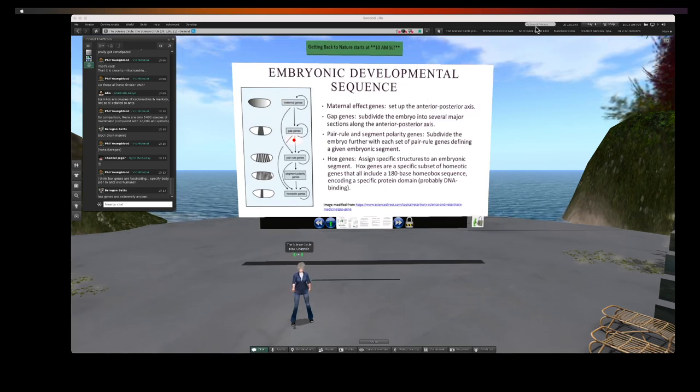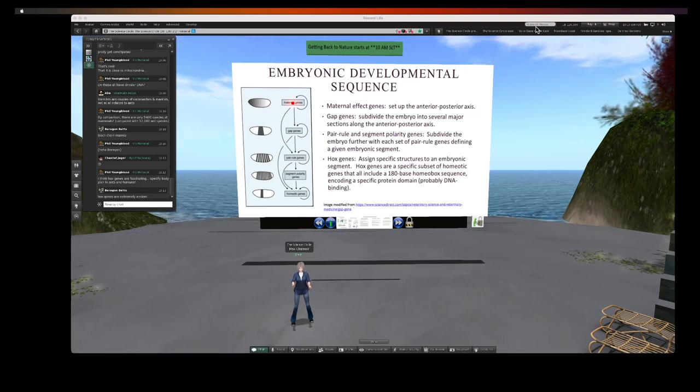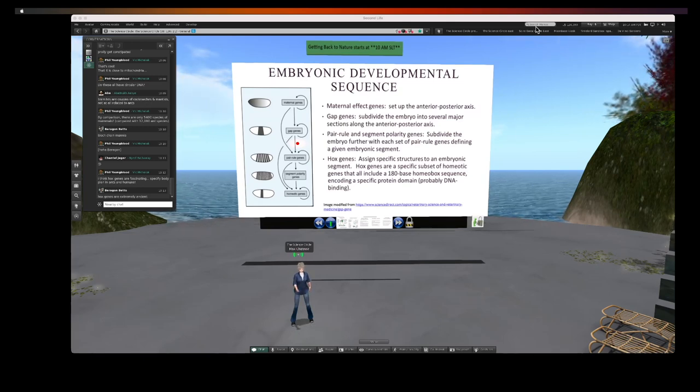Let me go back just one minute. These are actually maternal genes whose proteins are put into the egg. Okay. The gap genes and the pair-rule genes are genes that are active within the embryo itself. And they sequentially subdivide the embryo into smaller and smaller segments. So the gap genes divide it up into big pieces, and then the pair-rule and the segment polarity genes divide it up into smaller and smaller pieces until you have the separate segments.